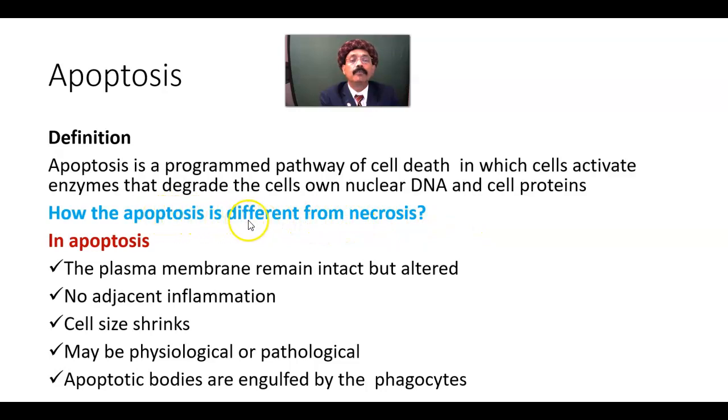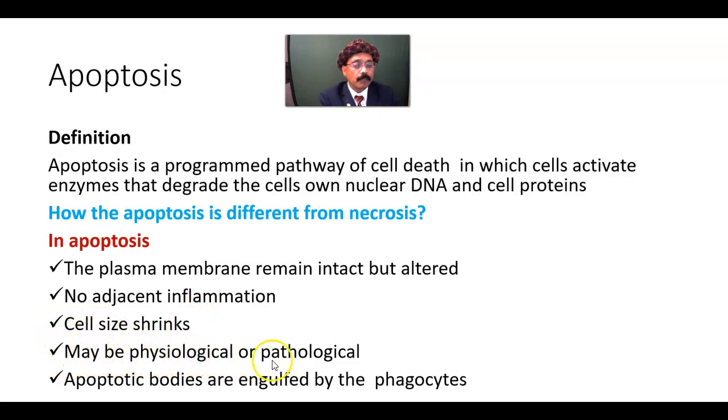How is apoptosis different from necrosis? In apoptosis, the plasma membrane remains intact but altered. There is no inflammation. The cell size shrinks. But in necrosis, initially the cell size is increased, swelled up; the endoplasmic reticulum is swelled up, the mitochondria are swelled up. In apoptosis, the cell shrinks. In necrosis, there is always inflammation, and that is not a programmed cell death; that is always pathological.